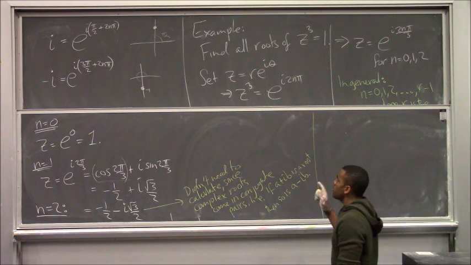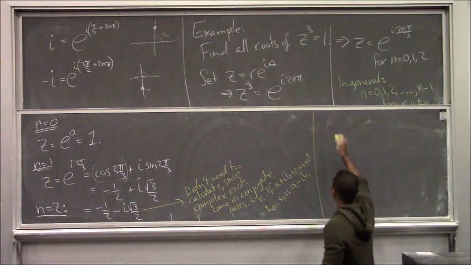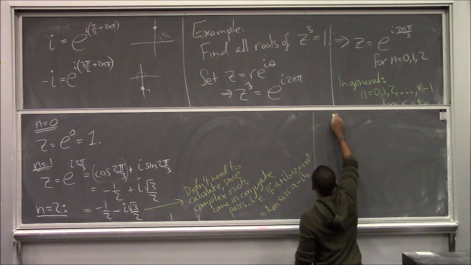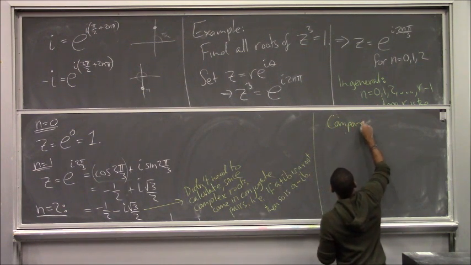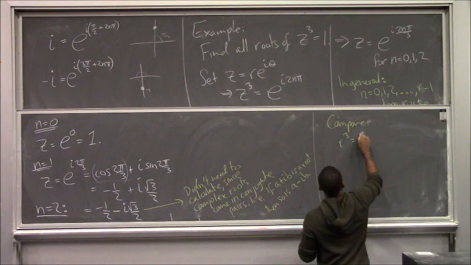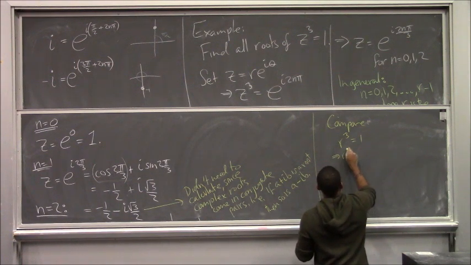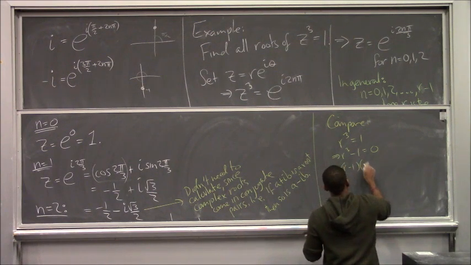And I'm pretty sure we actually did this one already. What you can remember to compare: if you had r cubed equals 1, what you could have done is r cubed minus 1 equals 0. Then you will remember the difference of cubes formula.